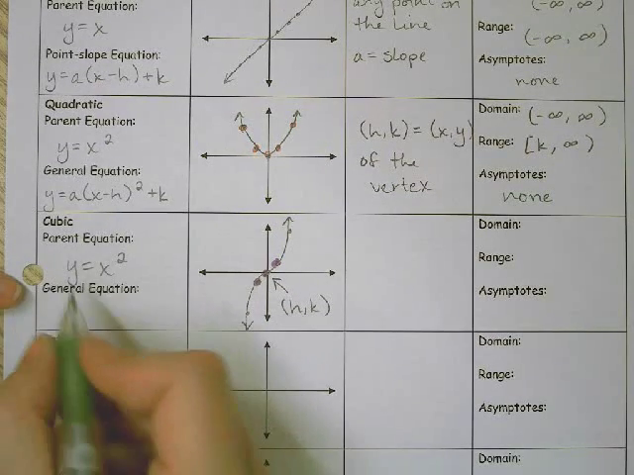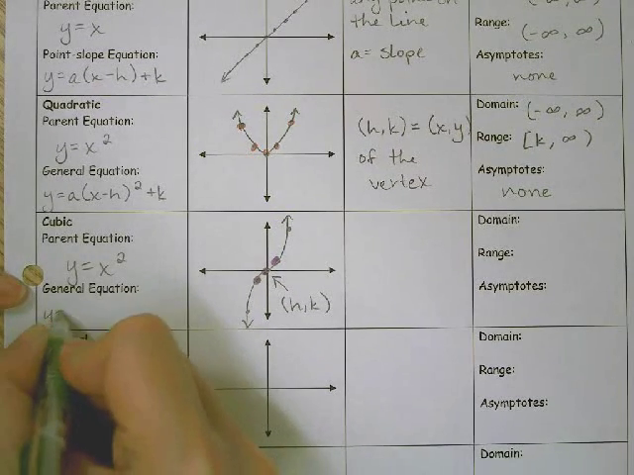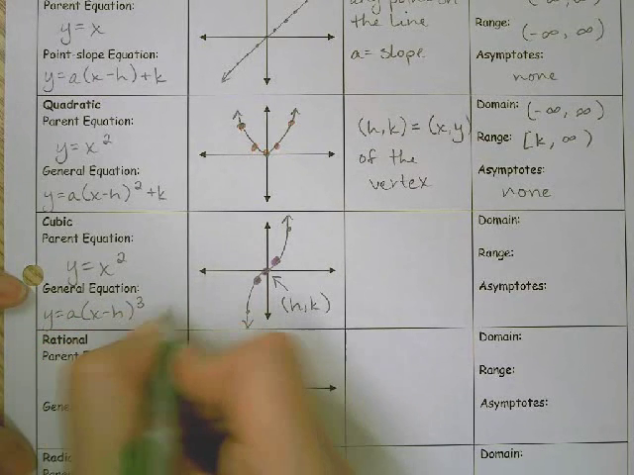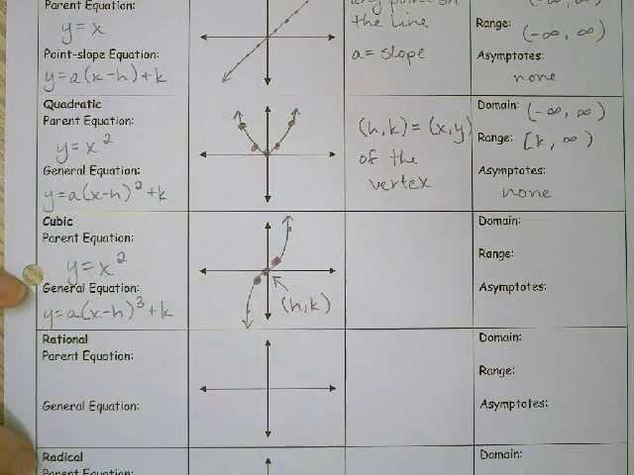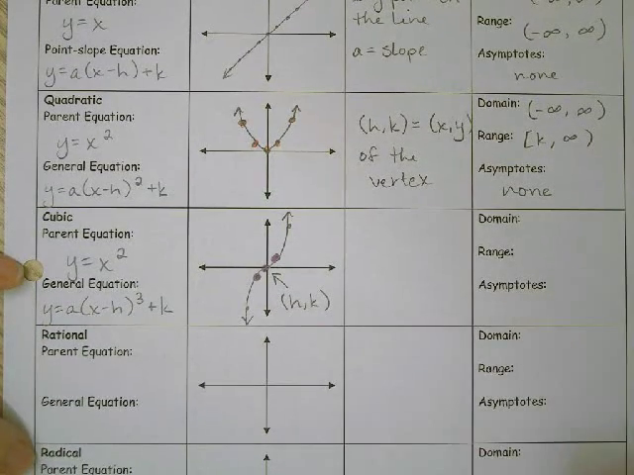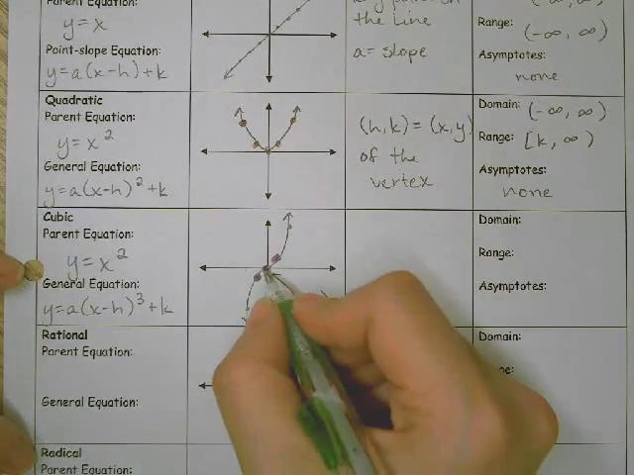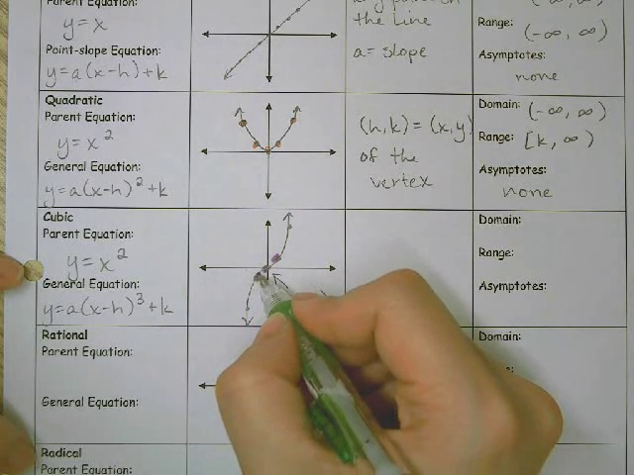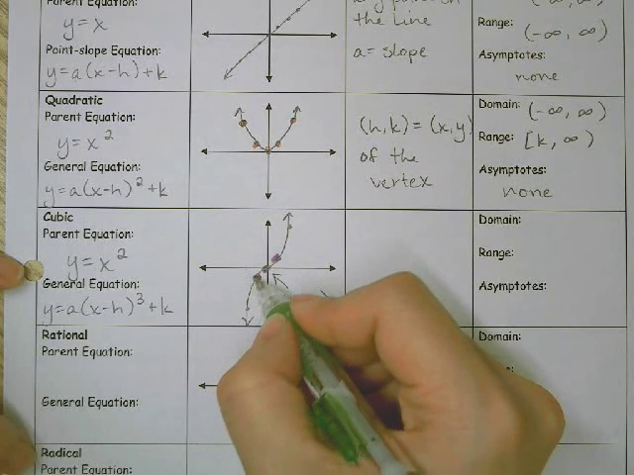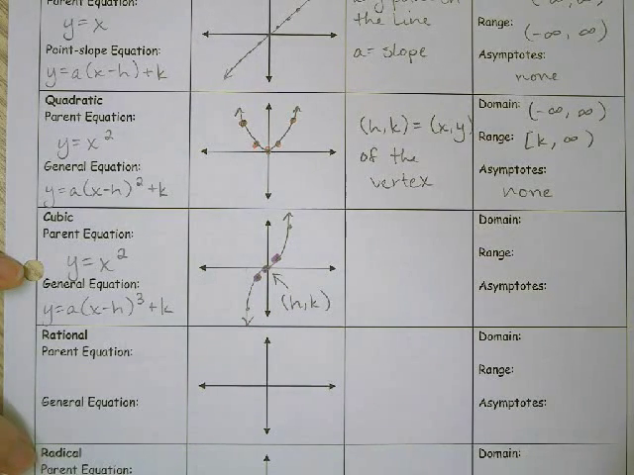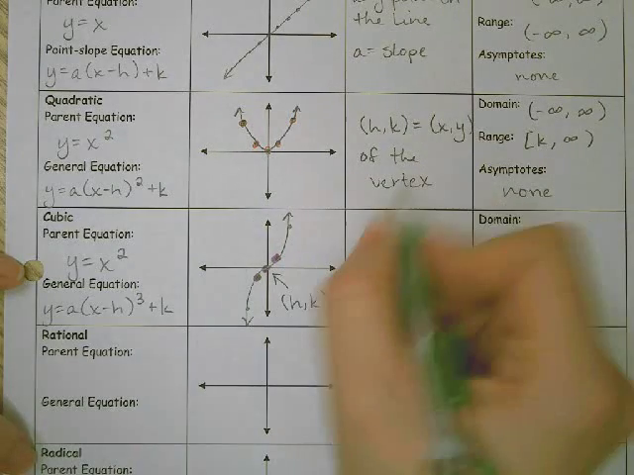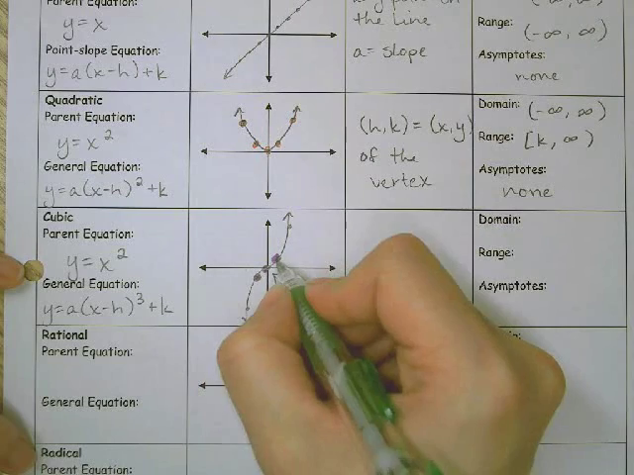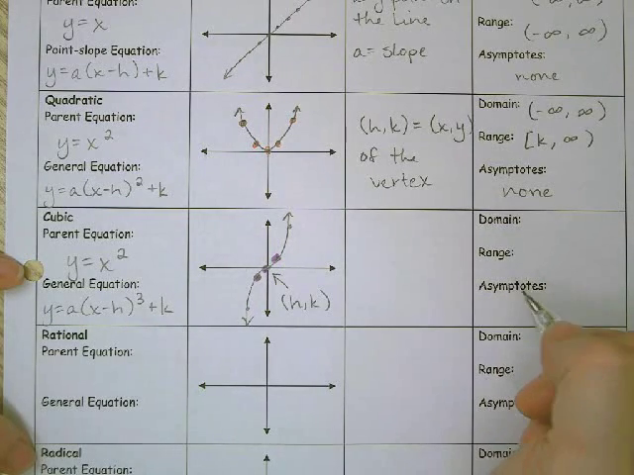So our general equation is y equals a times x minus h cubed plus k. And hopefully you're starting to see a little bit of the pattern. So hk can be referred to as many different things. Some people call it where it flattens out a little bit. One of my classes came up with the swoopy point. So it's kind of however you describe it that works for you. Just make sure you understand that the center point and its two next points need to be very clear on your graph.